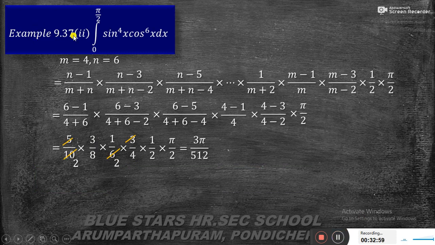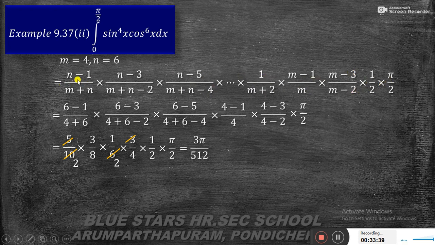So next example 9.37, subdivision 2, integral 0 to pi by 2 sin power 4x into cos power 6x dx. Here m equal to 4, n equal to 6. So m and n are even. So here the formula is n minus 1 by m plus n into n minus 3 by m plus n minus 2, n minus 5 by m plus n minus 4. Next, n minus 7 comes to a minus value, so we stop up to this, into 1 by m plus 2 into next m minus 1 by m into m minus 3 by m minus 2 into 1 by 2 into pi by 2.